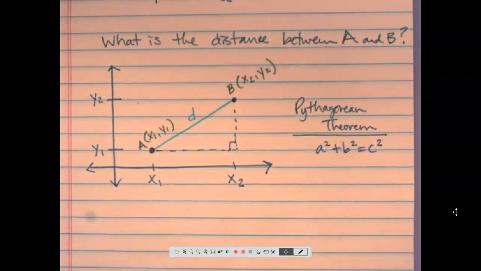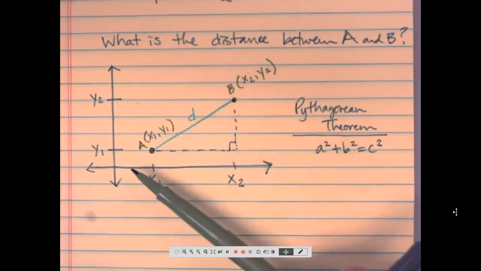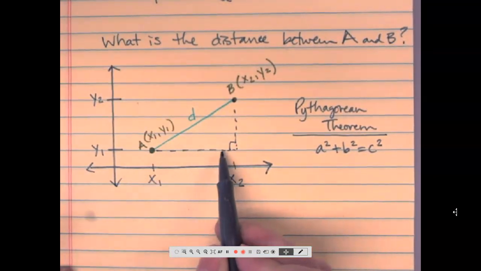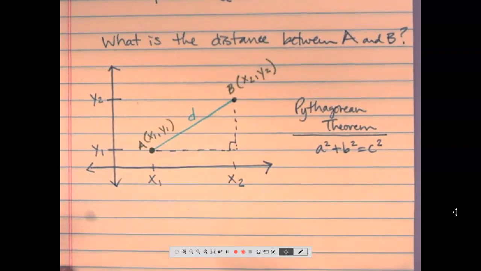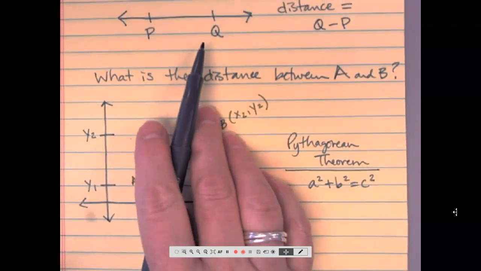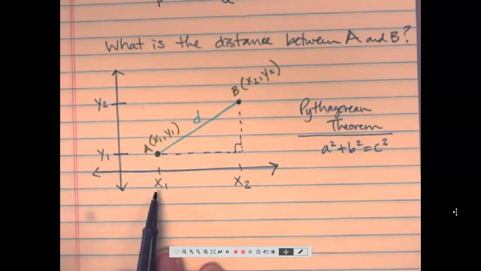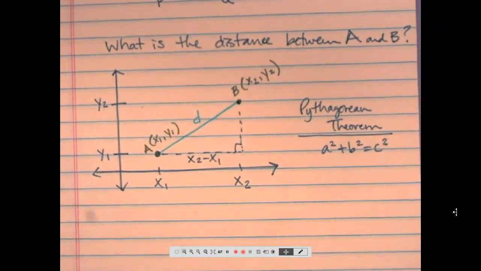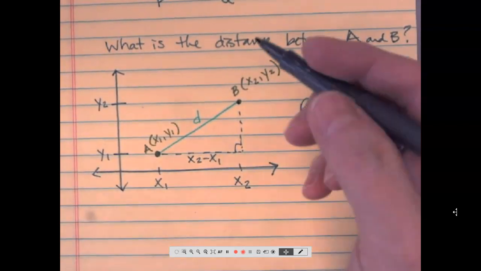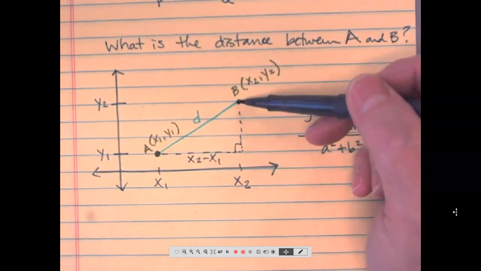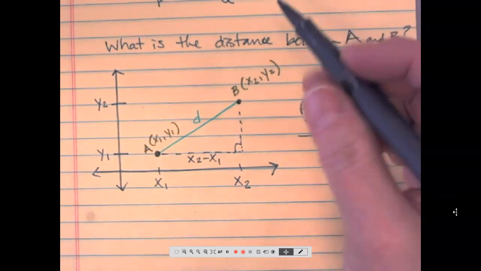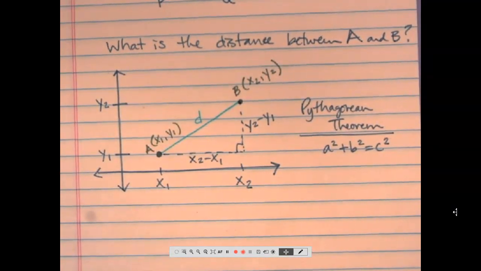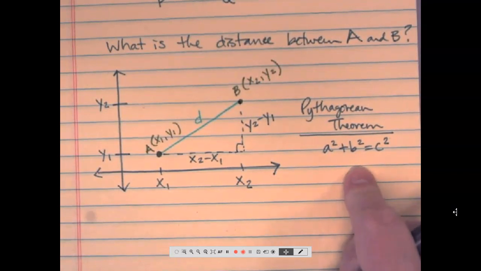So I'm going to apply this theorem to find this distance here. Okay, sounds good, but how long is this segment? Same as we did up here with P and Q. I'm going to take the bigger number and subtract the smaller number, and that will be the length. X2 minus X1. Okay, apply the same principle to this vertical segment. How long is it? The bigger minus the smaller. Y2 minus Y1.